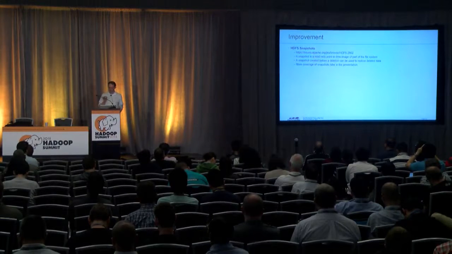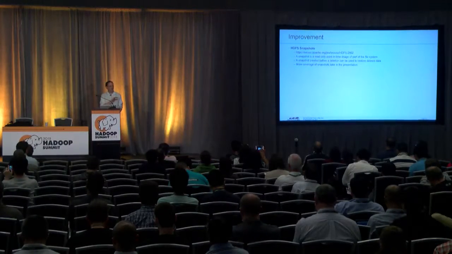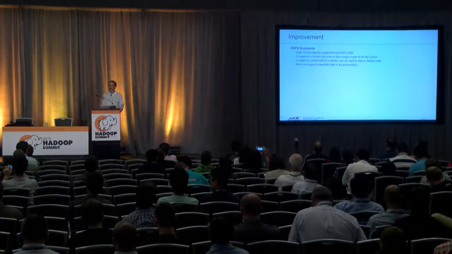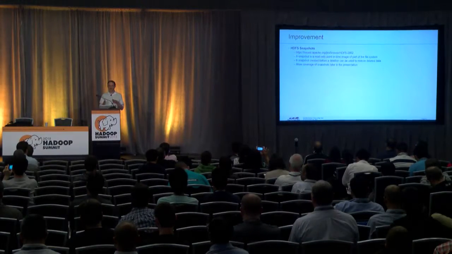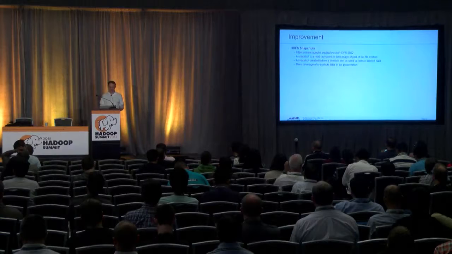A snapshot is a point-in-time image of part of the file system. You can create a snapshot and then refer to that snapshot at a later time, and there will be no subsequent changes shown in that snapshot. It's immutable. I'll have more details on this later.